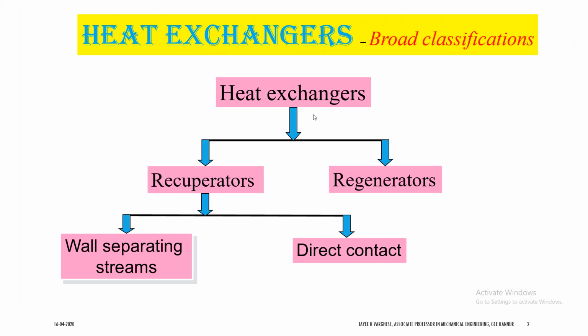Heat exchangers can be classified in different ways. There are different methods by which heat exchangers can be classified. In a broad sense, heat exchangers can be classified into recuperators and regenerators. Recuperators themselves can be classified into wall separating type streams and direct contact streams. So we have wall separating streams recuperators and direct contact streams recuperators. Now we'll see one by one.